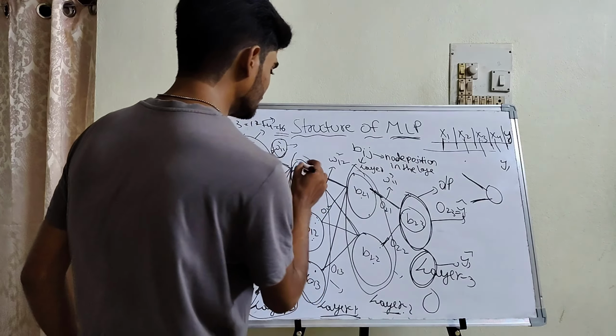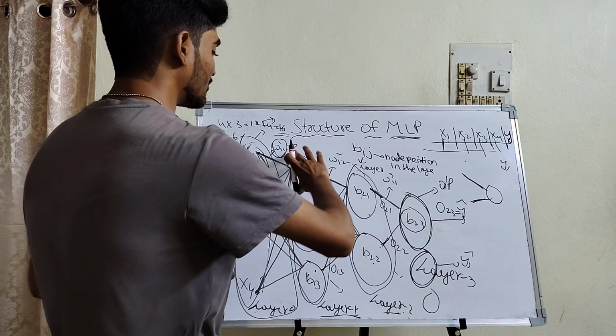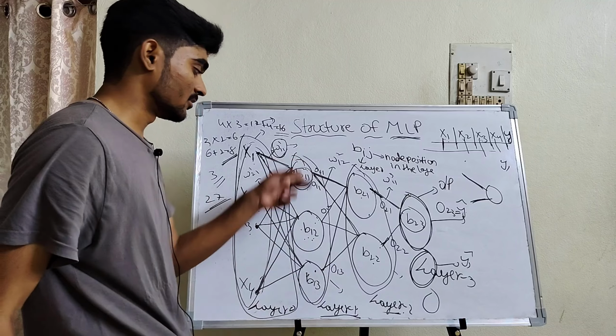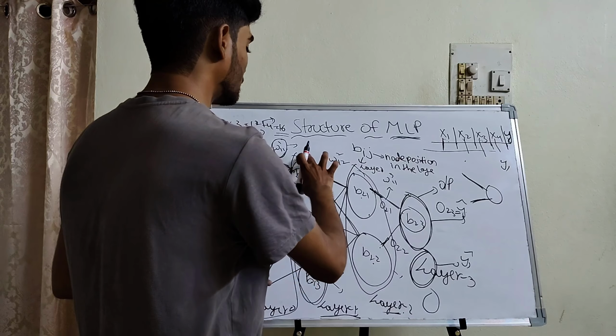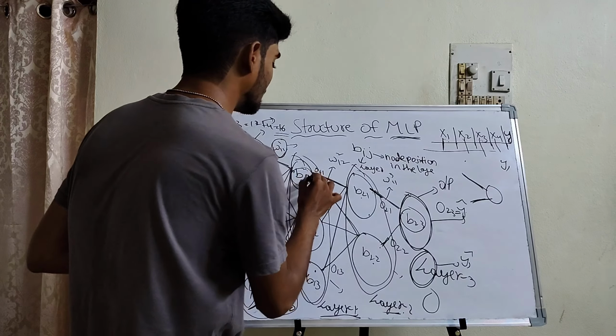Now for this let's take a few examples to understand. For this node, what is the layer number? Layer 1. This node is in the first layer and the position of this node is first, so it is denoted by B11.